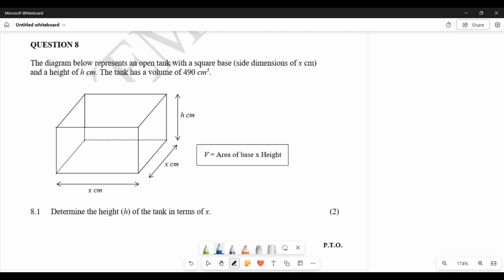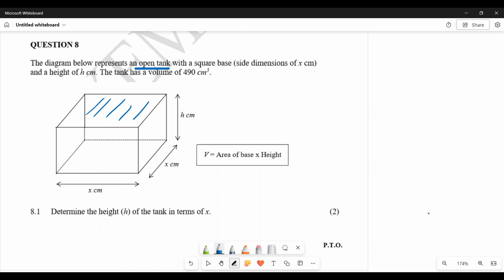Now they say on the diagram below, this represents an open tank. This is important. This tank is open, meaning that at the top, you don't have anything, right? With a square base. We are also told that our base is a square. Now, they're giving me the volume, meaning that somewhere in my calculations, I would need to make use of this volume. And also here, they give me the formula of my volume. Now, determine h, which is the height in terms of x.